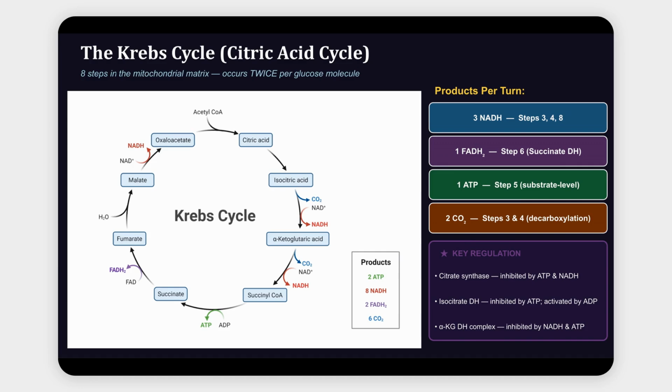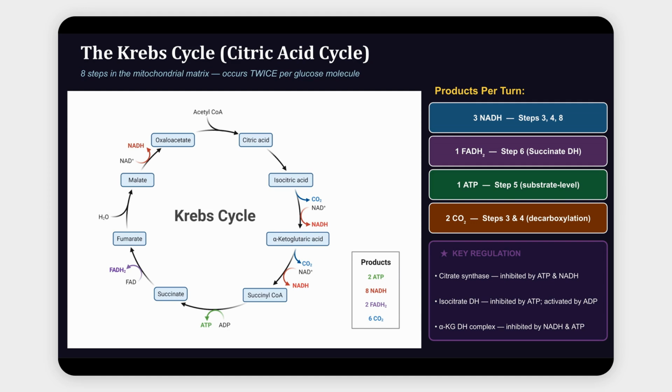Let's talk about the Krebs cycle. It is also known as the citric acid cycle or the tricarboxylic acid cycle. It was named after Sir Hans Krebs, who elucidated it in 1937, and he even received a Nobel Prize for it in 1953. The cycle occurs in the mitochondrial matrix and turns once for each acetyl-CoA that enters.